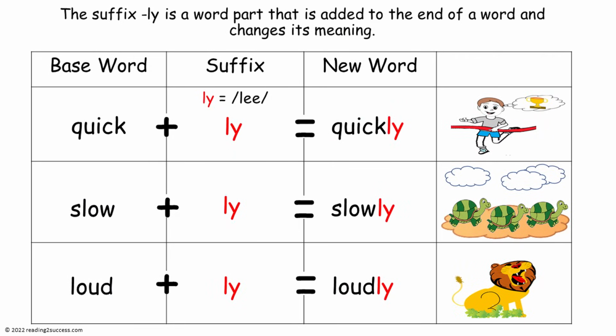So begin by introducing kids to the first rule. Add ly to the base word. Our first base word is quick. We add ly, which makes the sound ly, and our new word is quickly. Then we have slow plus ly, and our new word is slowly. Then we have loud plus ly, and that new word is loudly.